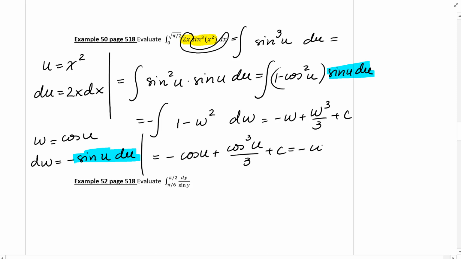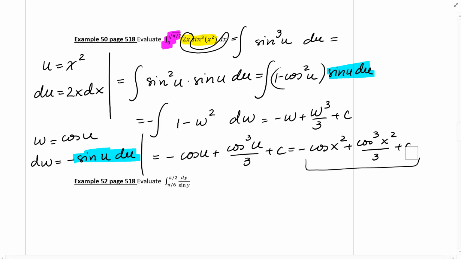So it's minus cosine of x squared plus cosine to the third of x squared over 3 plus c. Now, let's not forget, I wrote plus c because I got carried away. I forgot that this is a definite integral. So there is no c, because if we substitute square root of pi over 2, it's going to still be c, minus if we substitute 0, it's going to be c, c minus c is 0.